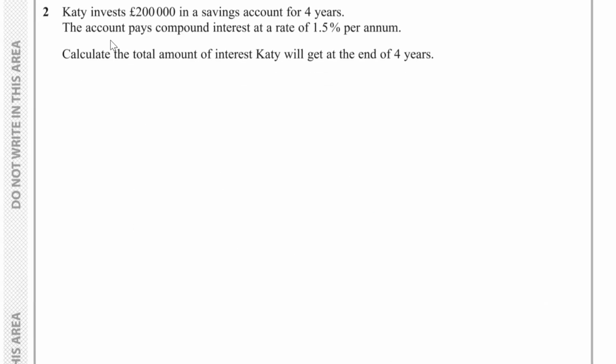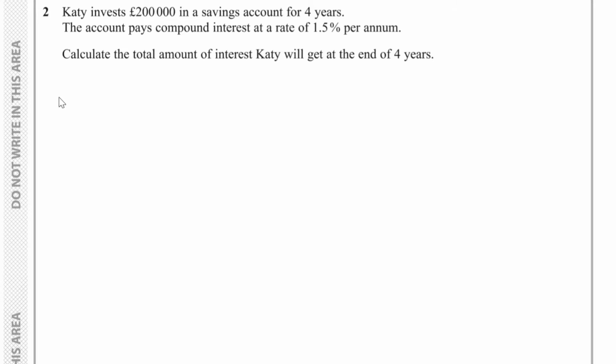Question 2. Katie invests £200,000 in a savings account for 4 years. The account pays compound interest at a rate of 1.5% per annum. We have to calculate the total amount of interest Katie will get at the end of the 4 years. Well, the first thing we can do is find out how much in total she has at the end of the 4 years, and then subtract this original £200,000 from that amount to work out the interest.